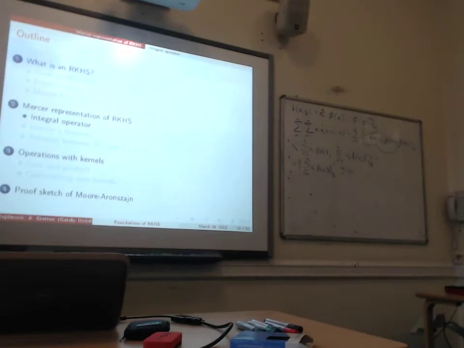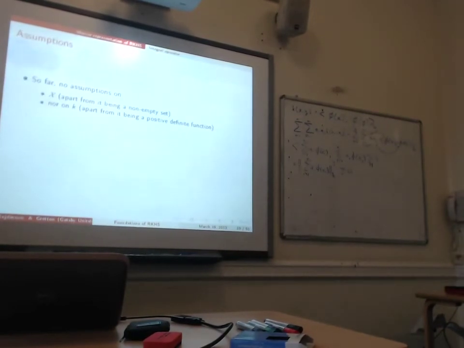So let us first introduce a notion of an integral operator. So far, we've basically made very few assumptions. We've just started with our domain X being a non-empty set. We haven't said anything about X apart from it being some non-empty set. And for k, we just require that it is a reproducing kernel, or a kernel, or positive definite function. These are all the same things. These are very, very weak assumptions that we made on the objects of interest, right? So now we will introduce some further assumptions.